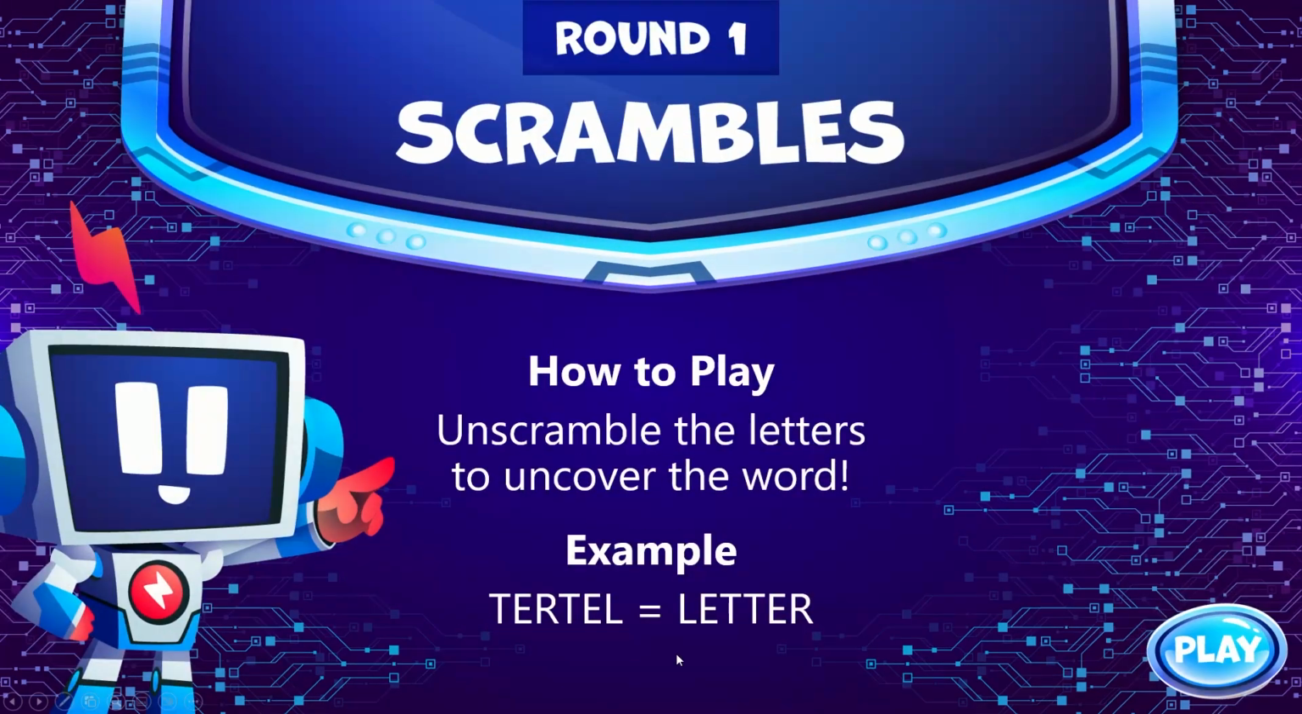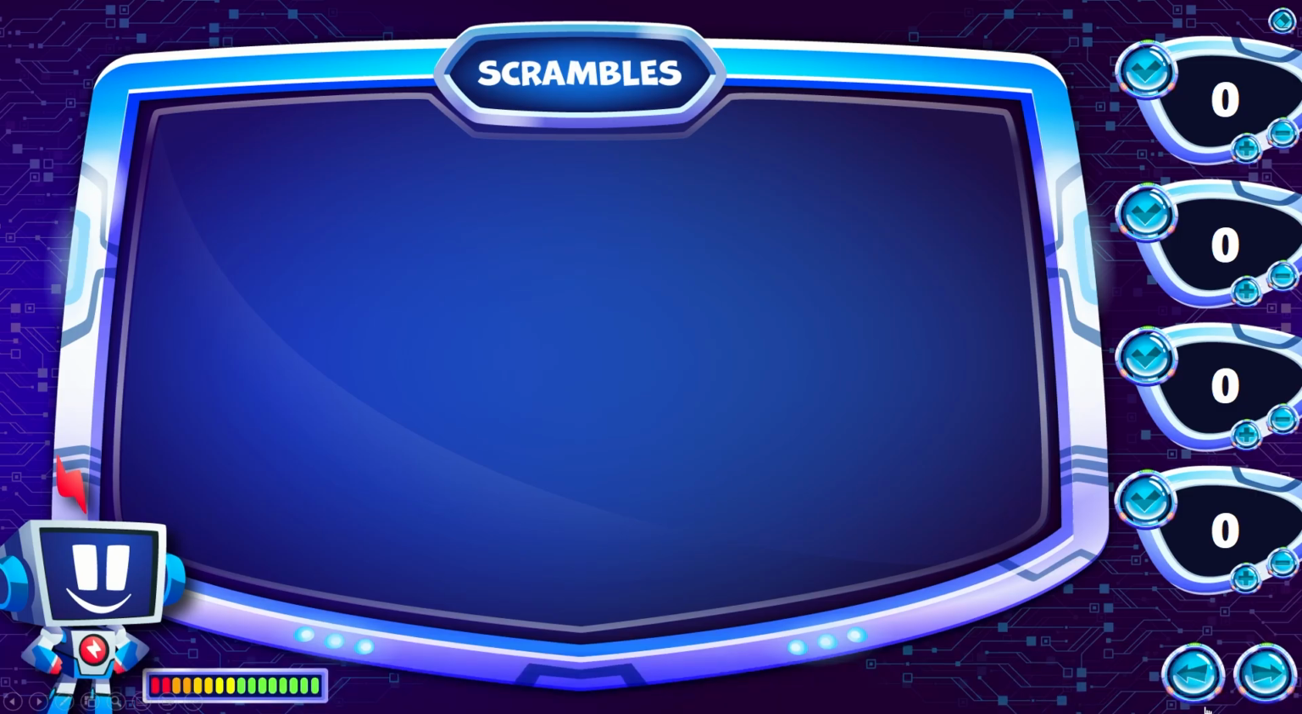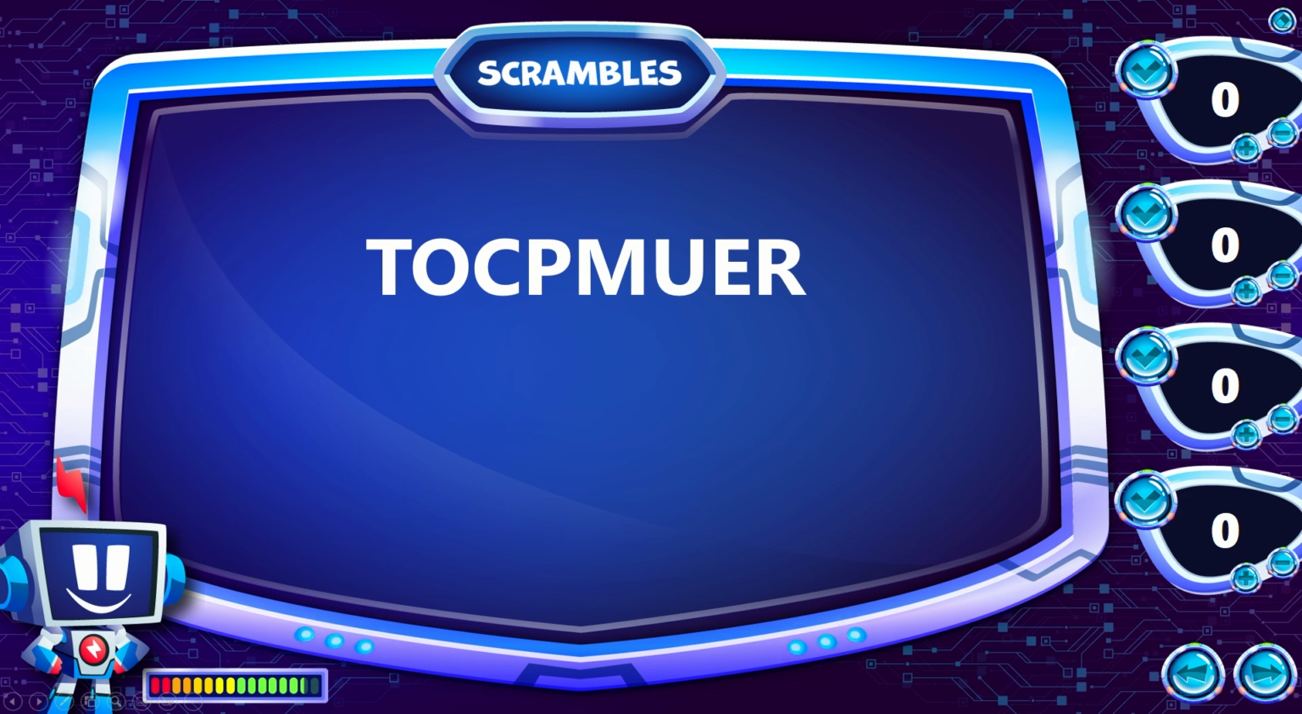The game starts with instructions on how to play. In round 1, you will unscramble the letters to uncover the word. The instructions also share an example to give players an idea of how the round is played. For each question they get correct, they will earn 5 points. Once you've gone over the instructions, click play to begin. The letters will automatically appear and then the timer will start immediately after.